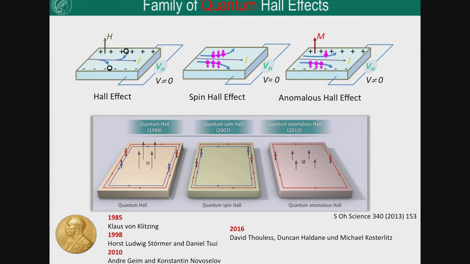This is the quantum Hall effect. This shows this very nice edge current with different spin directions. But the quantum Hall effect, which was discovered by von Klitzing, needs a magnetic field, a high magnetic field. So in the quantum spin Hall effect, you don't need it.